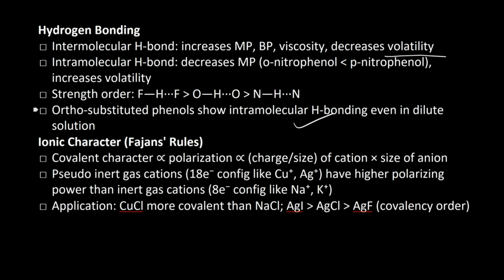Then ionic character. So think about the stability also in case of chemical bonding. They will give you some resonance structures and ask you to find which is more stable. That type of questions can also be expected. Covalent character is directly proportional to polarization, which is directly proportional to charge and inversely proportional to the size of the cation into size of the anion. Always remember, the anion would be bigger in size than the cation.